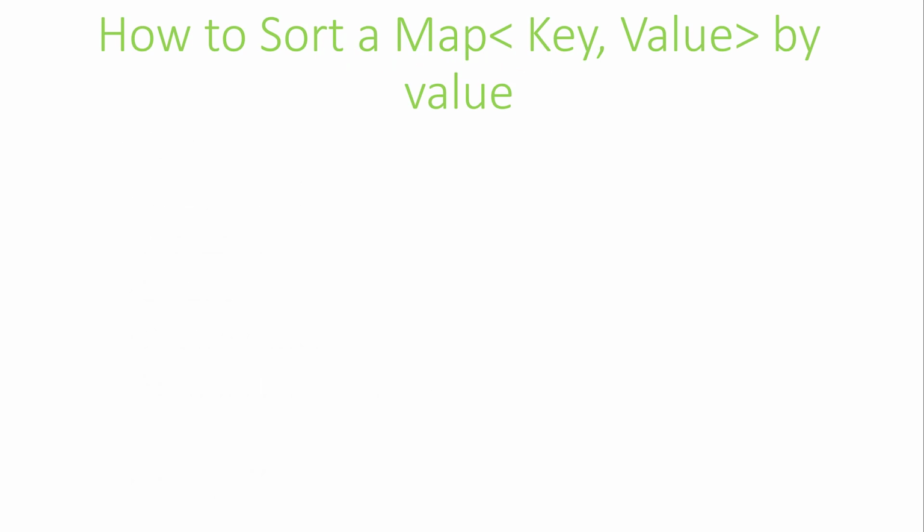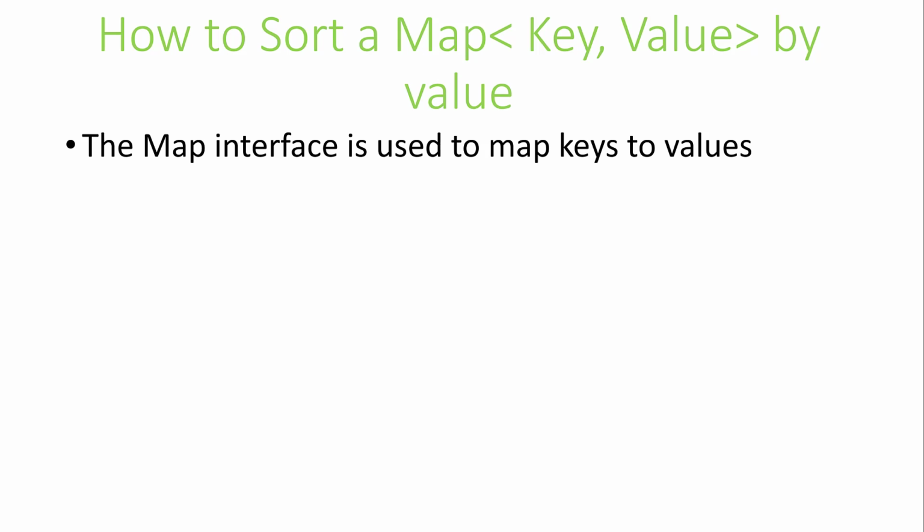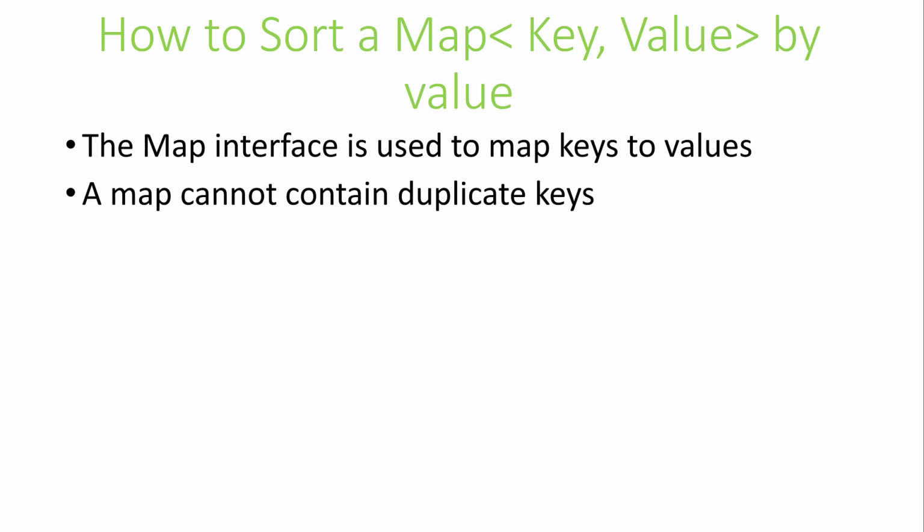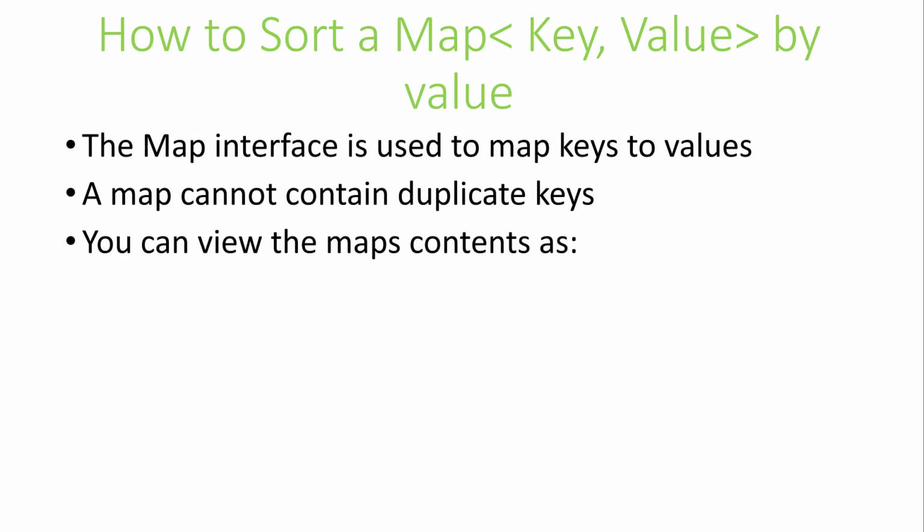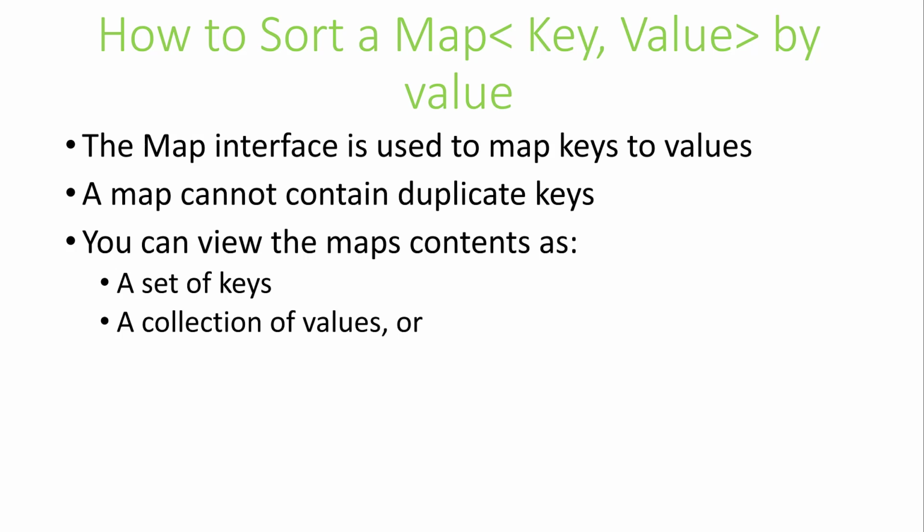The question today is, how can you sort a map of key-value pairs, sorting by value instead of by keys? First, a little background. The Map interface from the java.util package is part of the Collections API that's been available since Java 1.2. The Map interface is used to map keys to values. A map cannot contain duplicate keys, but there's no such restriction on values. Map contents can be viewed as a set of keys, a collection of values, or a set of key-value mappings.